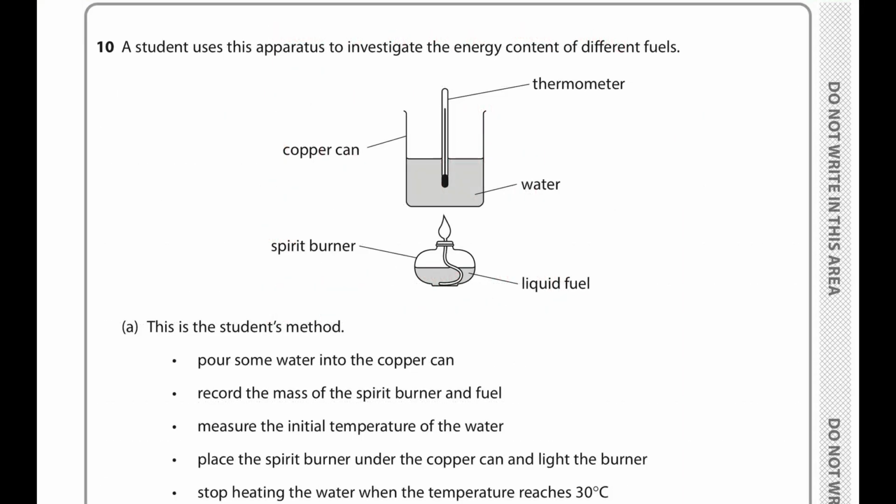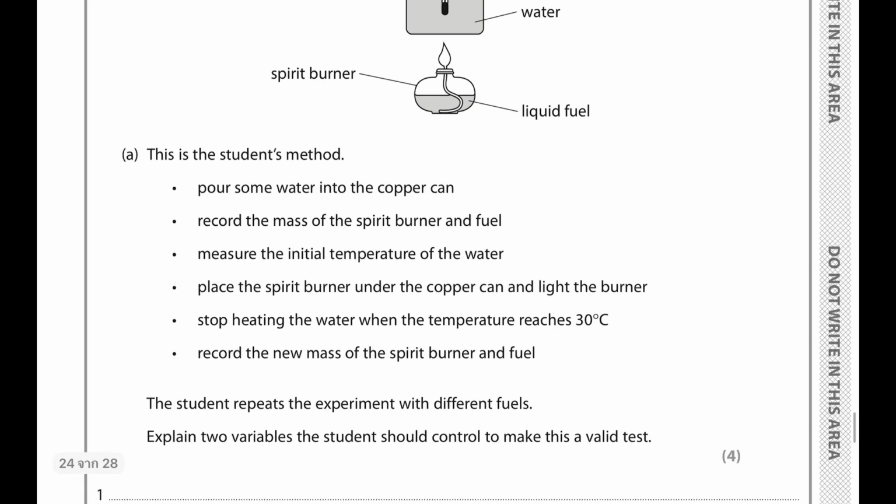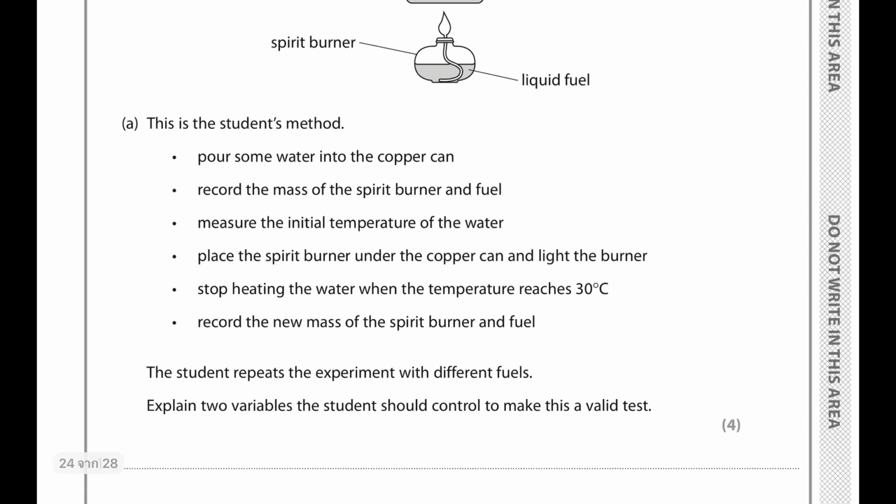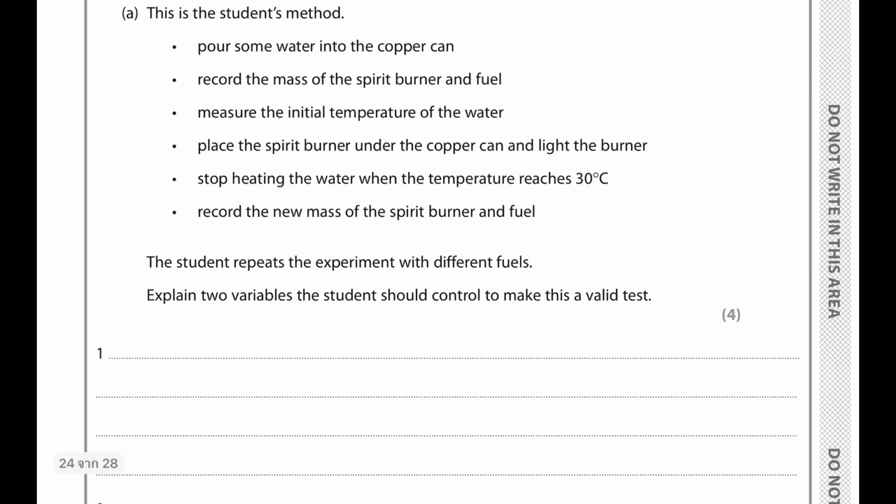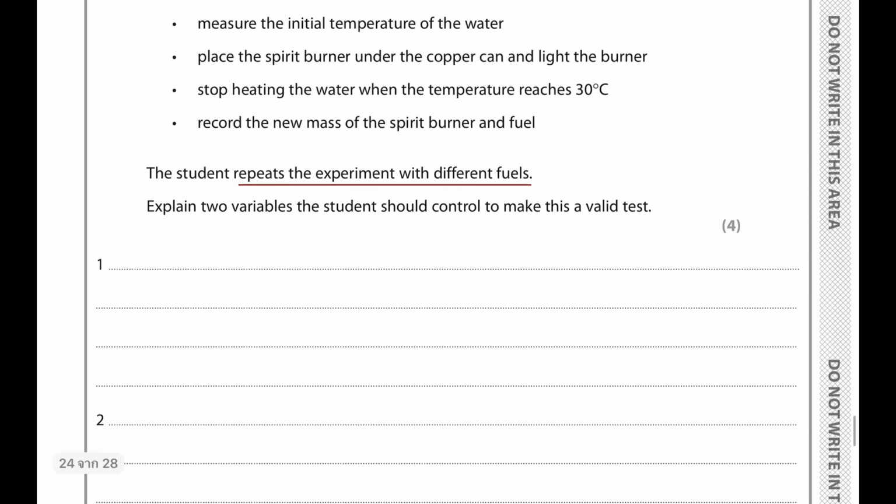Question 10. A student uses this apparatus to investigate the energy content of different fuels. This is the student's method. Pour some water into the copper can, then record the mass of the spirit burner and fuel. Measure the initial temperature of the water. Place the spirit burner under the copper can and light the burner. Stop heating the water when the temperature reaches 30 degrees Celsius. Then record the new mass of the spirit burner and fuel. The student repeats the experiment with different fuels. Explain two variables the student should control to make this a valid test.